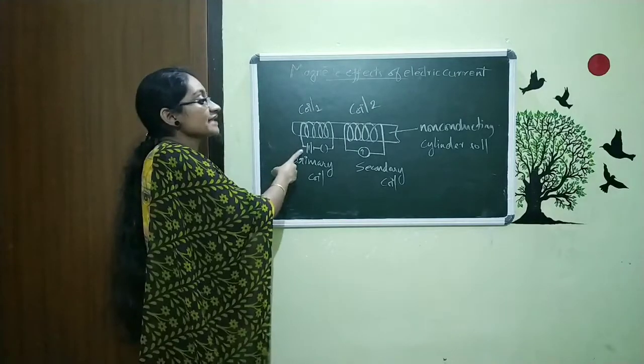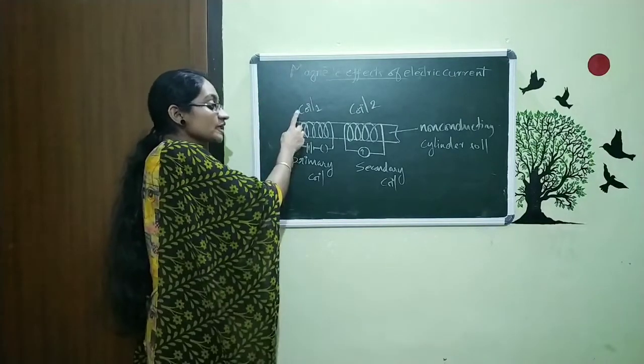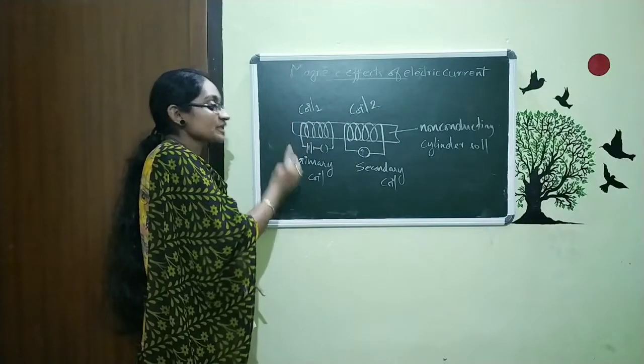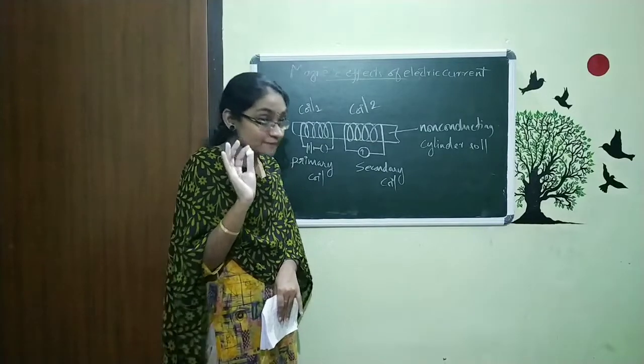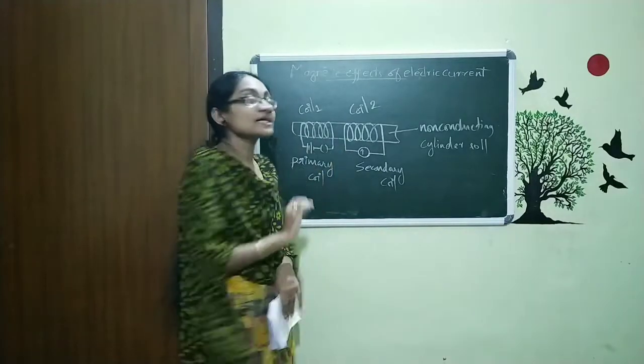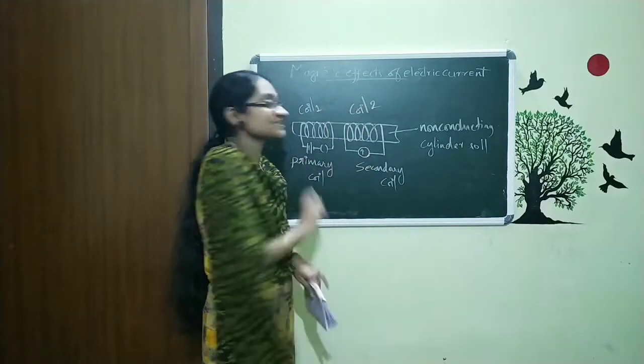So, in this experimental setup, we have two coils. And in one coil, we are connecting the battery and the key. That is the first coil and we call it the primary coil. And in the second coil, there is no electric power supply, but we are connecting only the galvanometer. That is coil 2 and that is called the secondary coil.